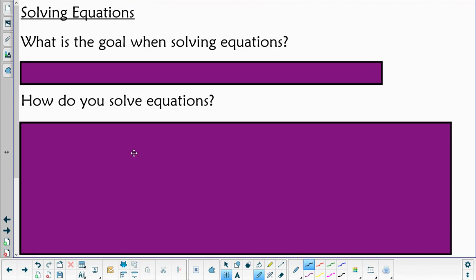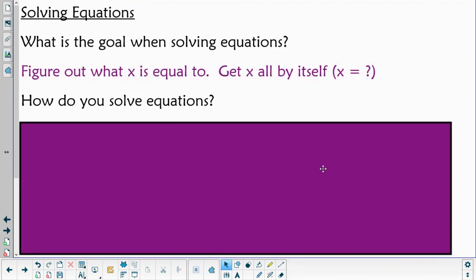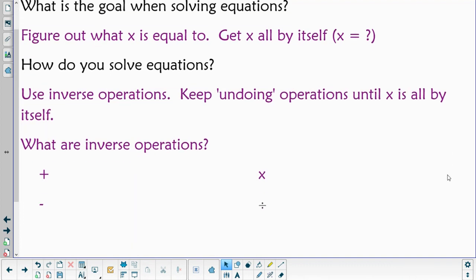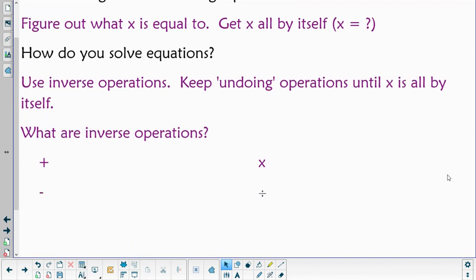All right, when it comes to solving an equation, what is our goal? Well, in this case, our goal is to figure out what x is equal to, and we want to get x by itself. So all of our answers should say x equals something. How do you solve equations? You use the inverse operations or keep undoing operations until x is by itself.